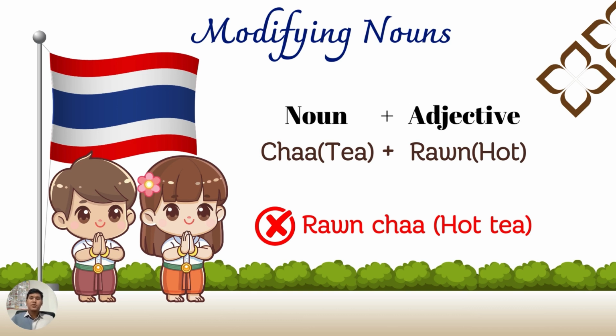Next up is modifying nouns. In Thai we always put the noun first and the adjective after. So instead of saying hot tea like in English, we say tea hot, which means ชาร้อน in Thai, right? ชา means tea and ร้อน means hot นะครับ. We say ชาร้อน, we don't say ร้อนชา. As in English it is hot tea, we don't say like this, we say tea hot.